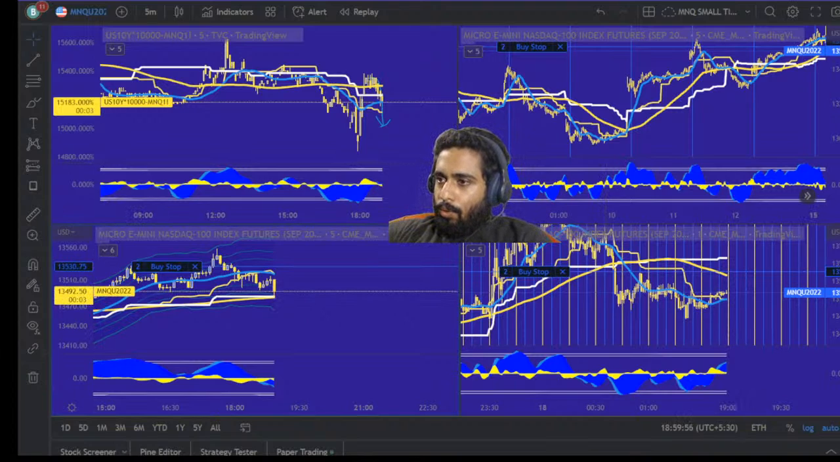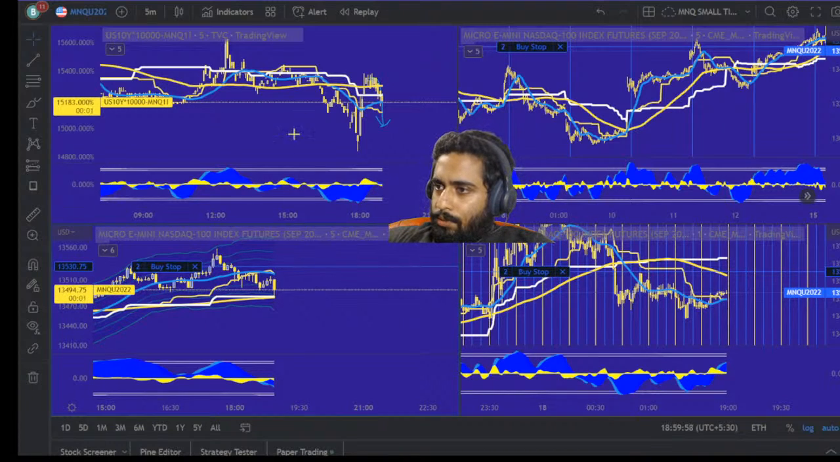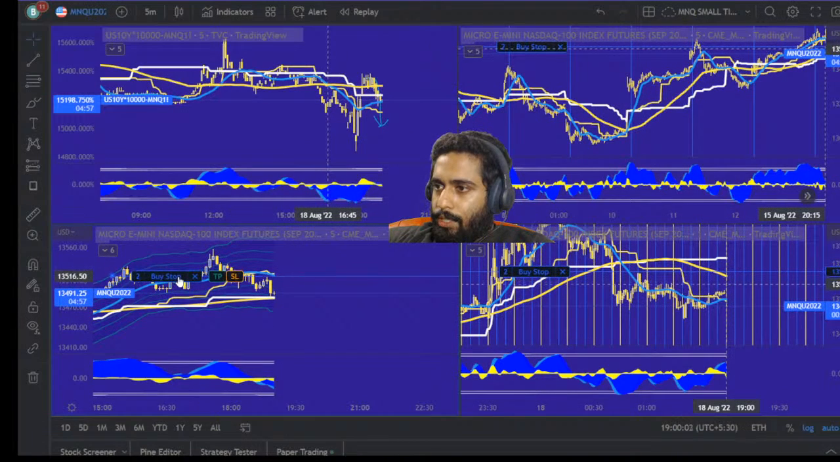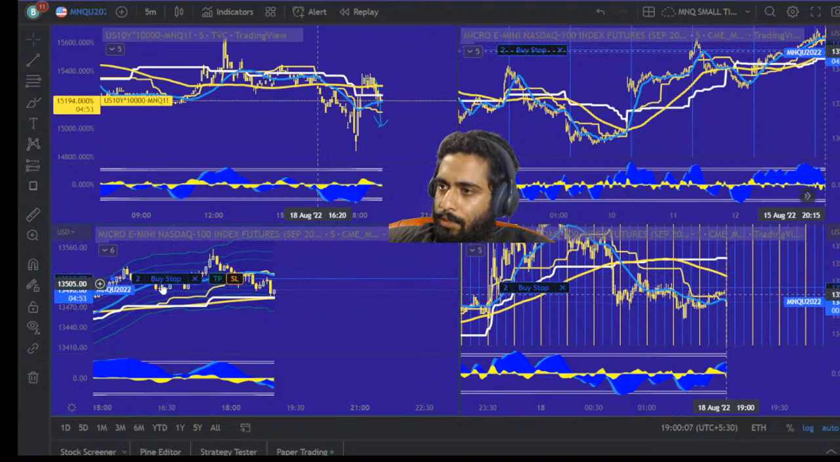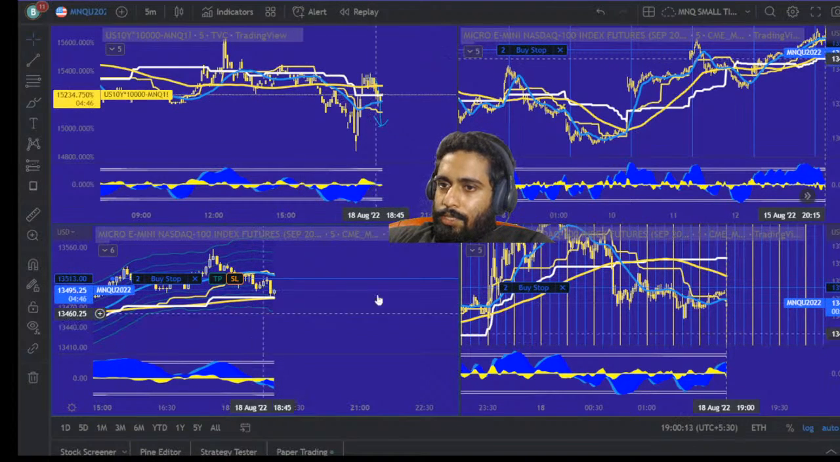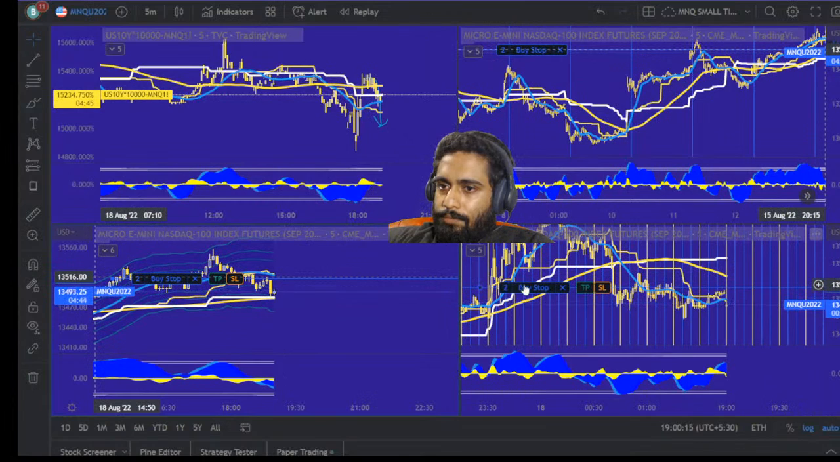Seconds to go. Let's see if it sustains this move up here. If it comes here, then we will buy. If it doesn't, then not. So not a violent start in the markets.